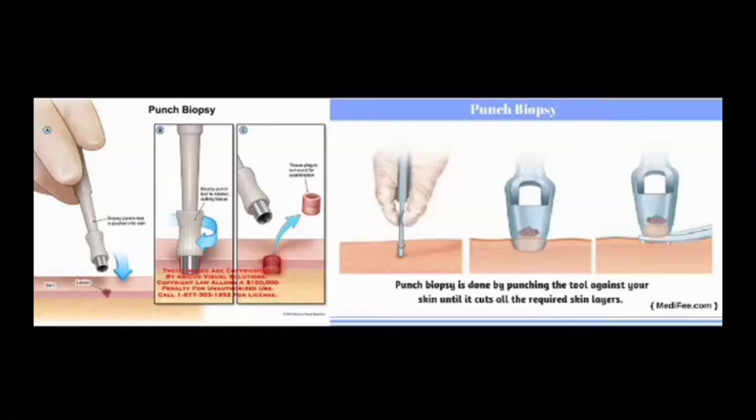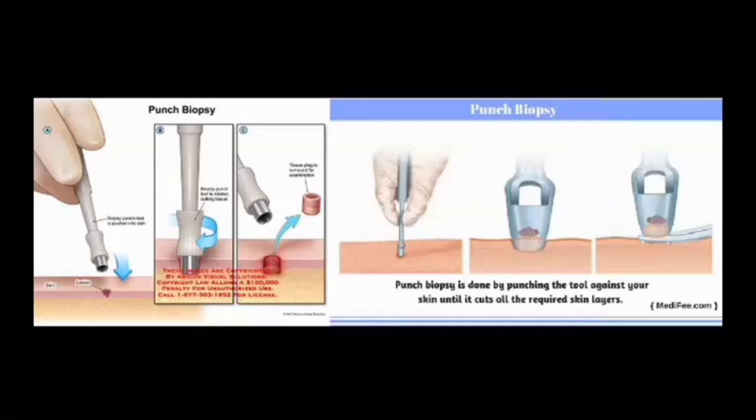Okay, we can see the punch biopsy. Here, in the image, you can see an instrument. That instrument is used for punch biopsy, and this instrument is available in different sizes. Based on the size and shape of the lesions, we have to place this instrument.